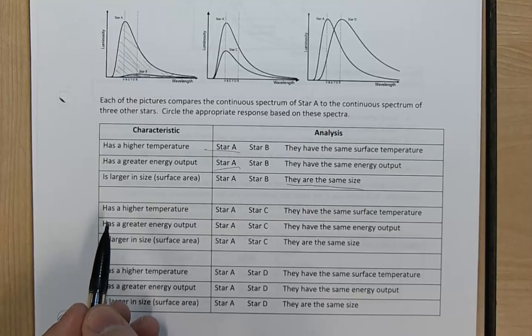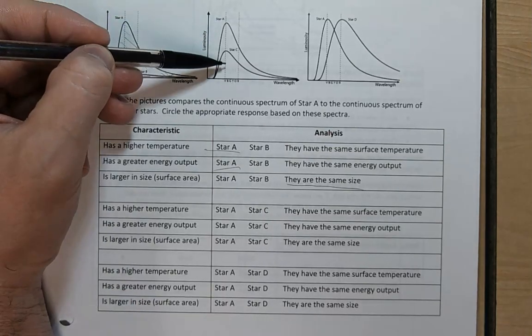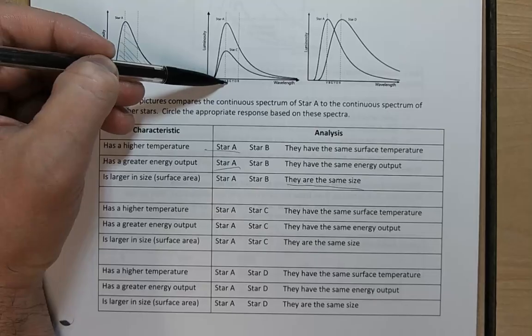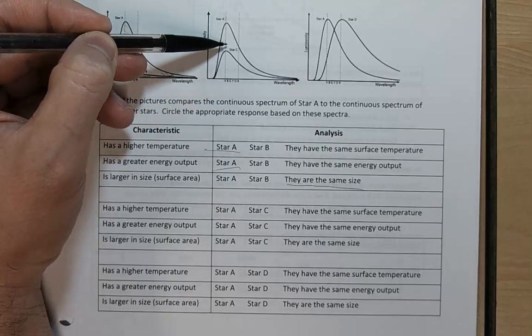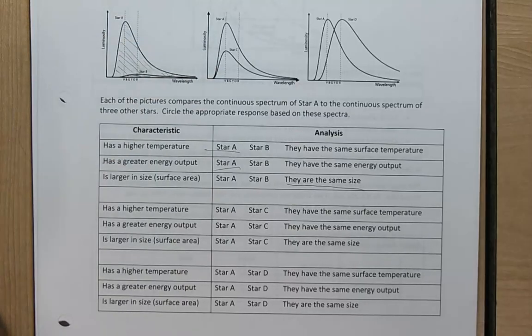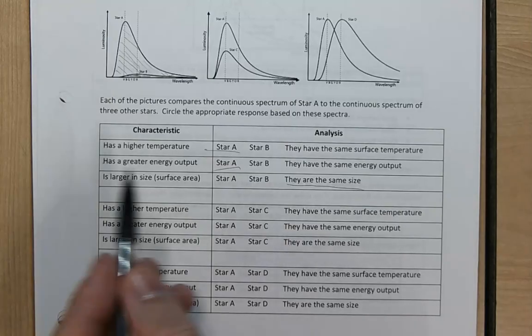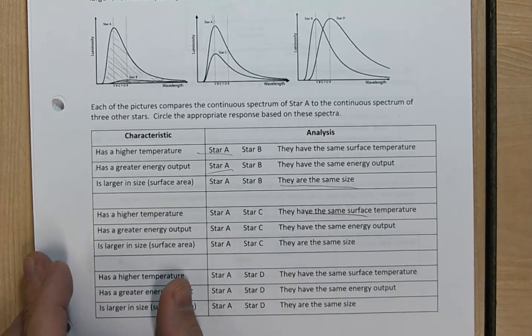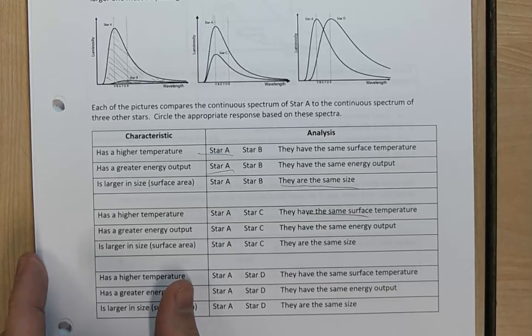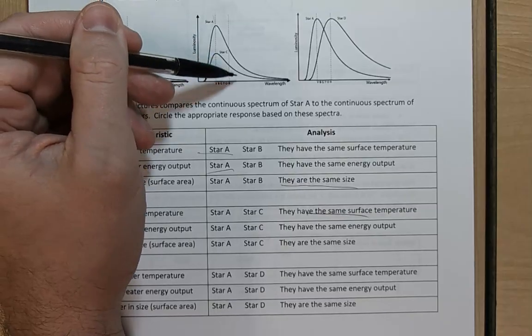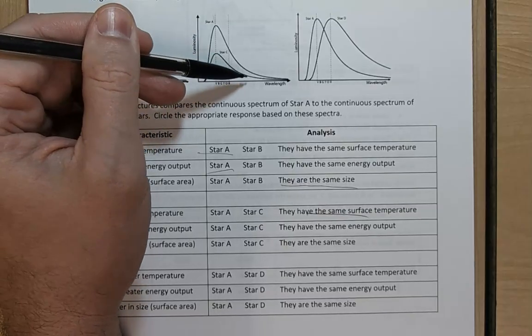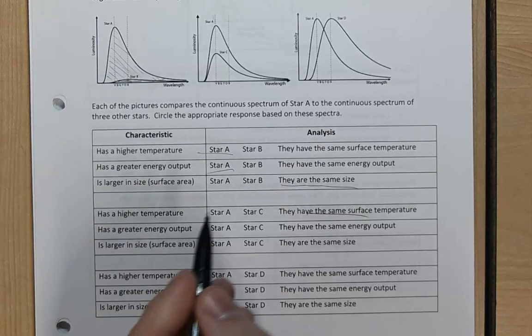A and C, right? A and C, which one has the higher temperature? Well, A peaks in the violet, C peaks in the violet. If they both peak at the same wavelength, if they both peak at the same color, then they must be the same temperature because only the temperature determines the peak wavelength. So they must be the same. Which one has the greater energy output? Well, star A has the larger area under the curve than star C does, so A has the higher luminosity.